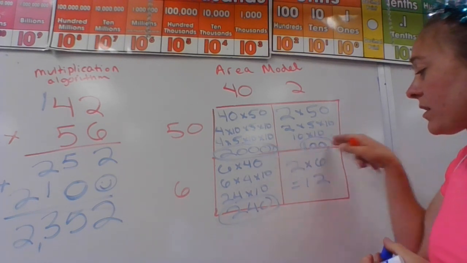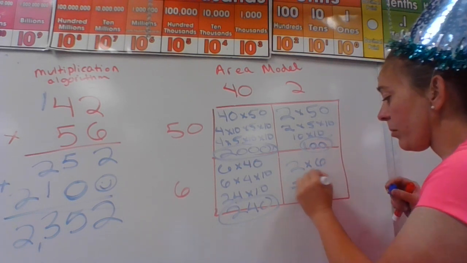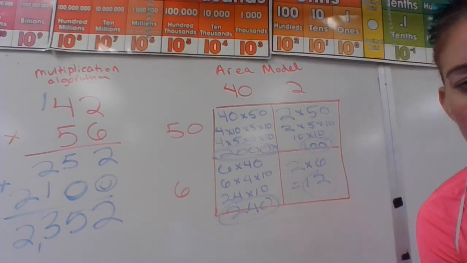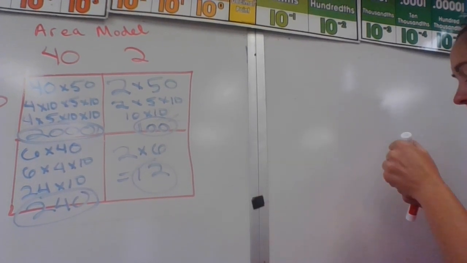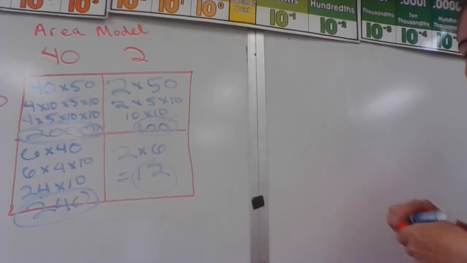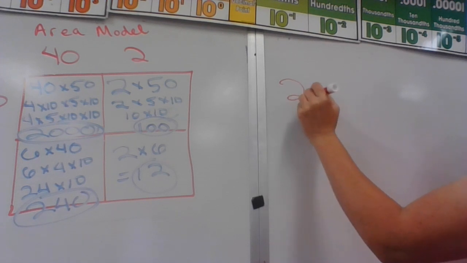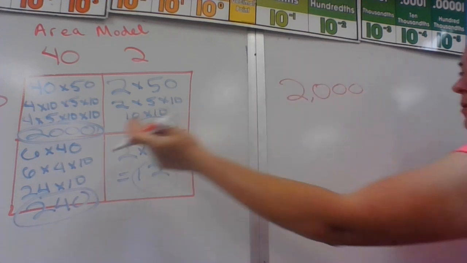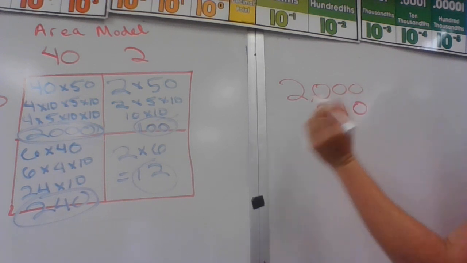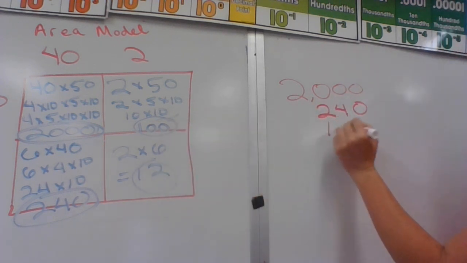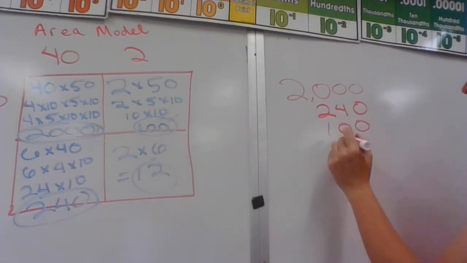Now we have all these boxes here. I need to add up the different parts. So I'll move this over here now, and we'll add up 2,000 from our first box. 2,000 plus 240 plus 100 plus 12.